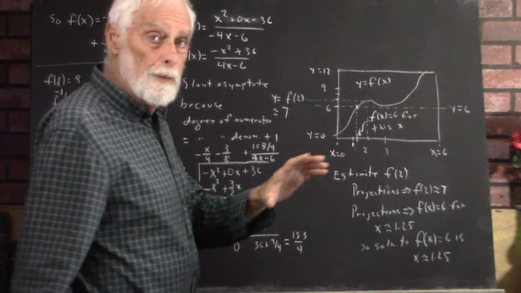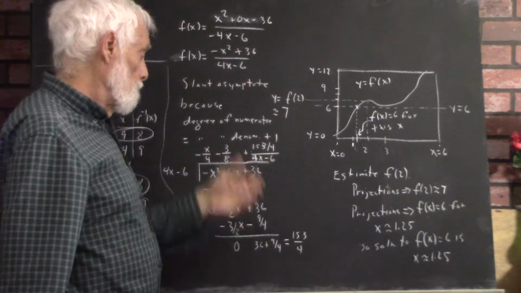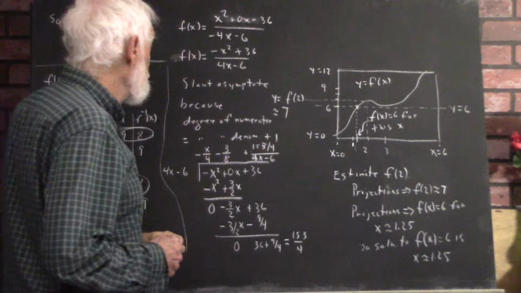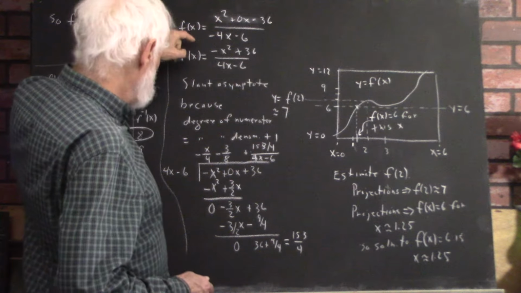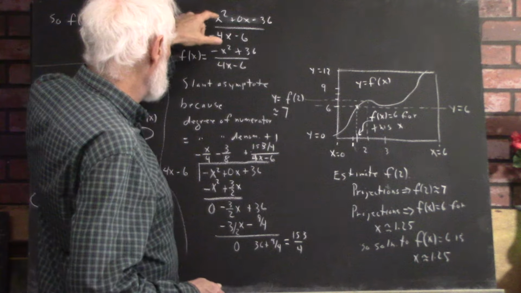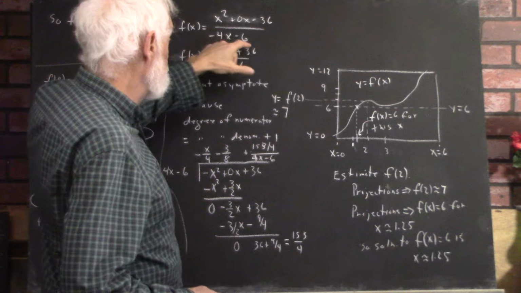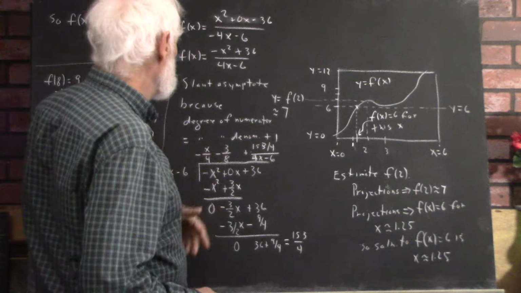It's not something that's going to appear on the exam, but it's something that we're going to look at next week, most likely. So we have the function f of x equals x squared plus 0x minus 36 over negative x, 4x minus 6.